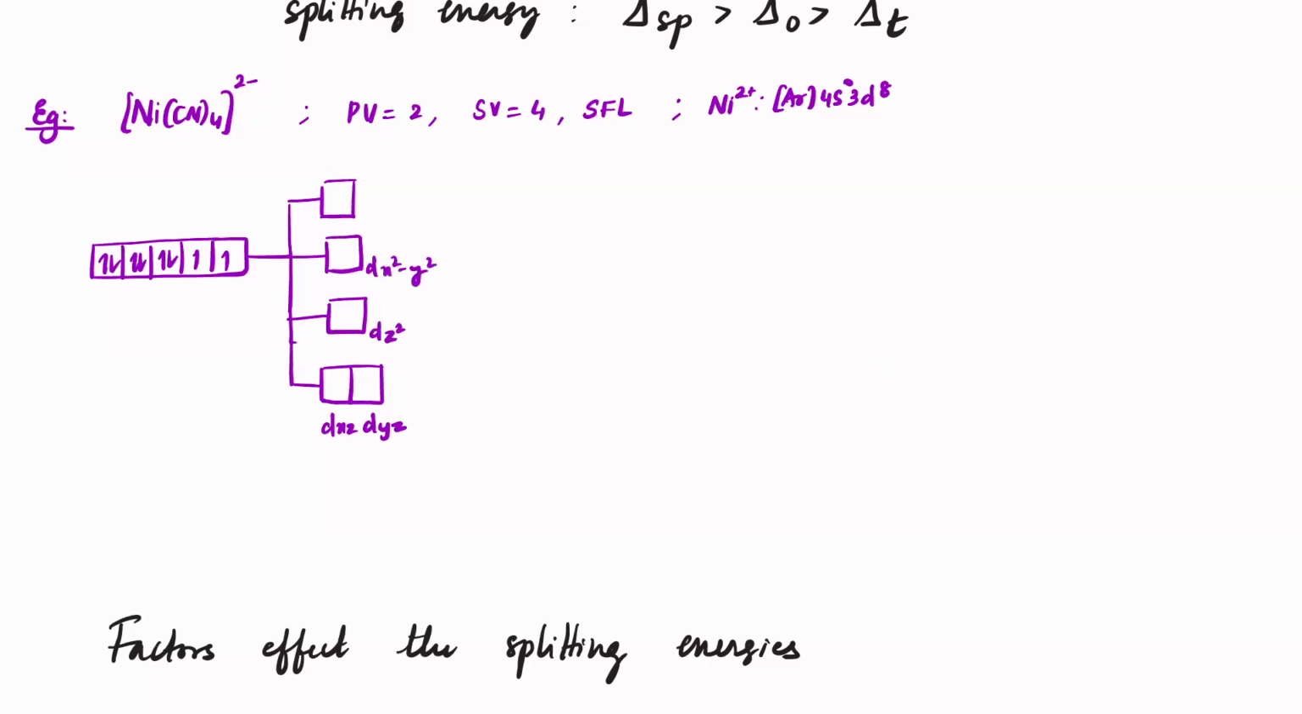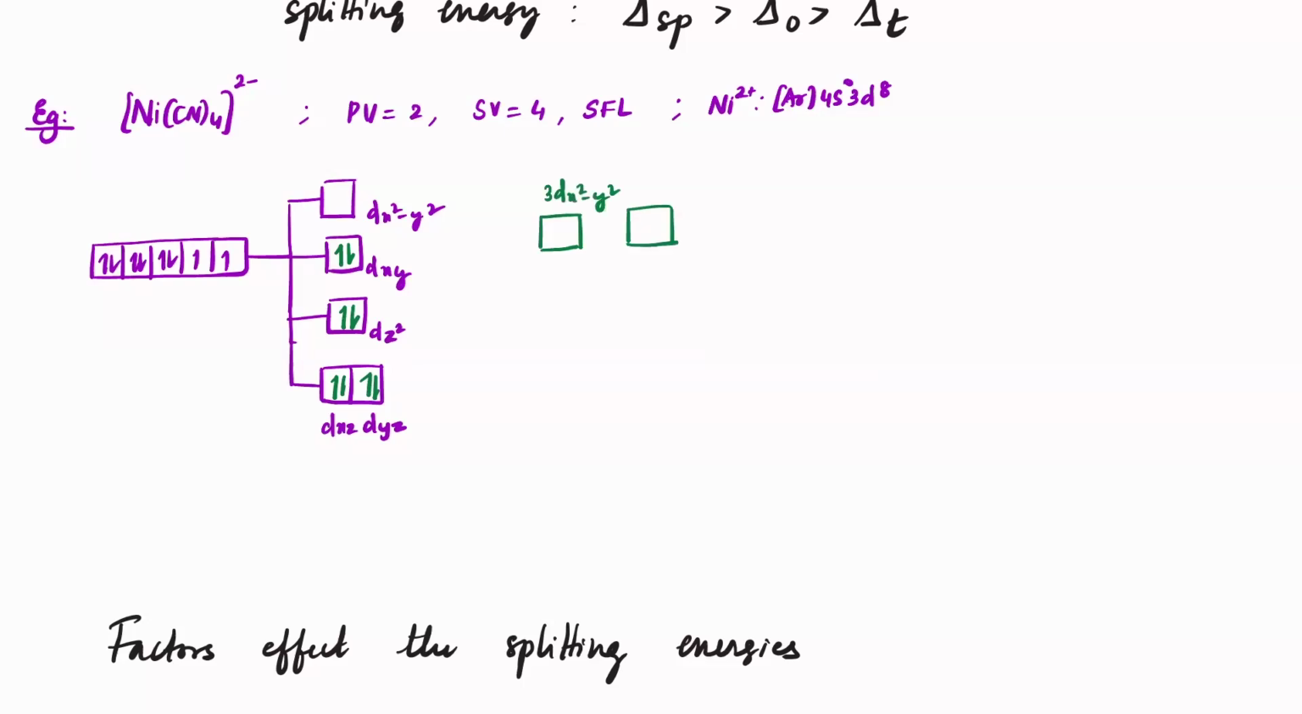Sorry, this is dxy. And this is dx square minus y square. Now let's distribute these electrons. First electron, second electron, third electron, fourth electron, fifth electron, sixth electron, seventh electron and eighth electron. Got it? So now it is very much clear that only the 3d x square minus y square orbital is available.